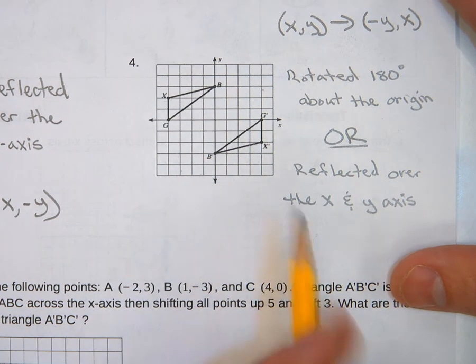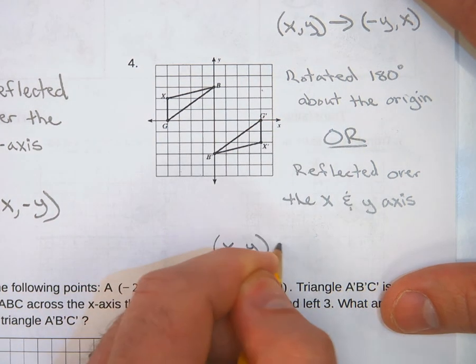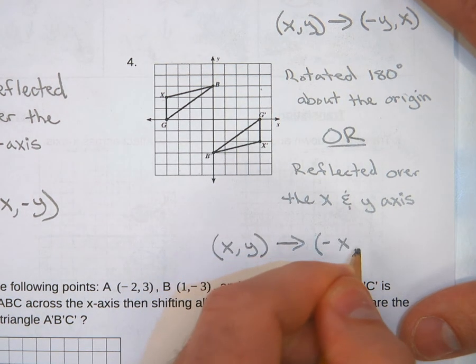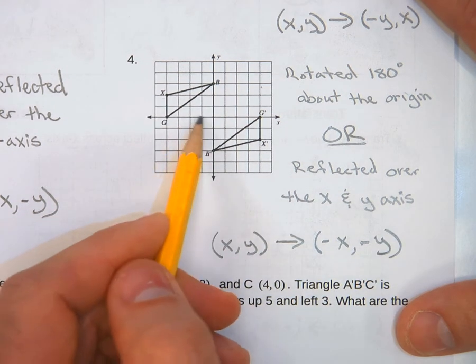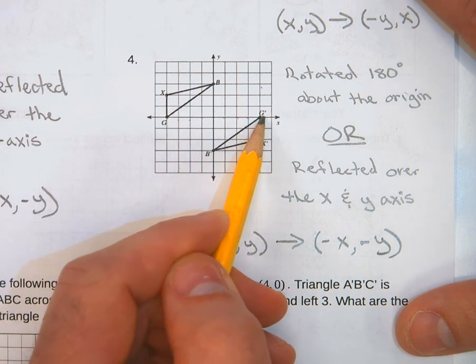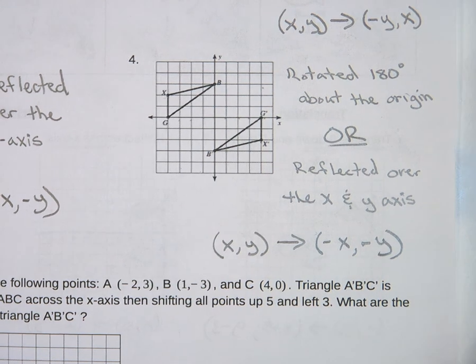Either way, you would take your X, Y coordinates and they just both change signs. The X's go negative and the Y's go negative. I was left 1, 2, 3, 4 and up 2, and now I'm right 1, 2, 3, 4 and down 2. So the order doesn't switch, just the signs of both of those.